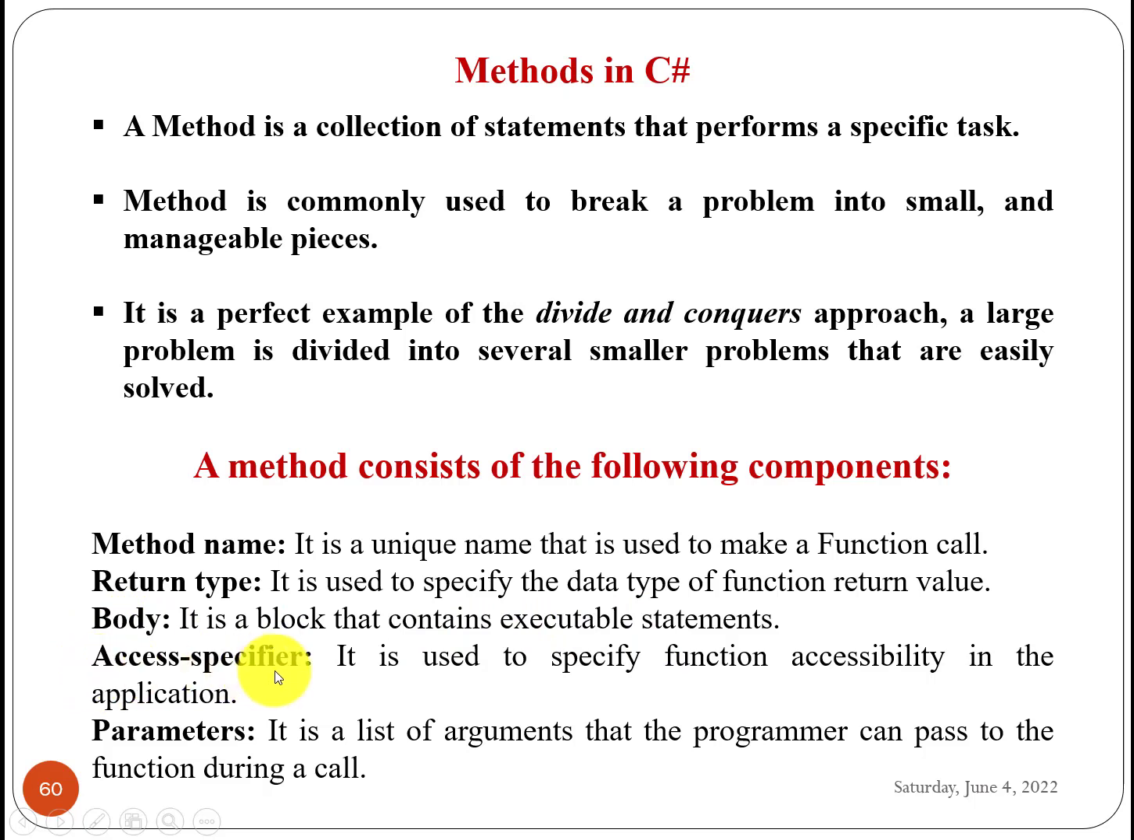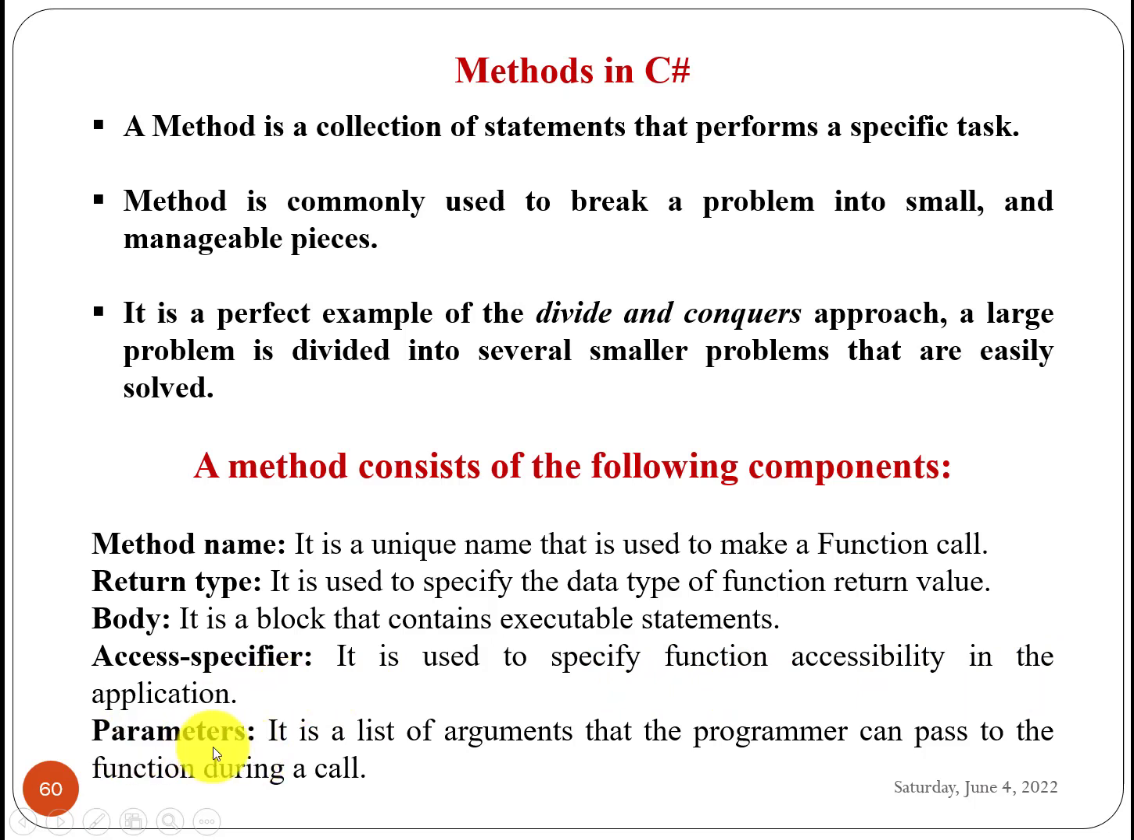After that, access specifier. It defines the visibility of the method inside the class, outside the class, inside the namespace, outside the namespace. Access specifiers, we know very well, are public, private, protected. These are the access specifiers to show the visibility of the method inside the program. It is used to specify function accessibility inside the application.